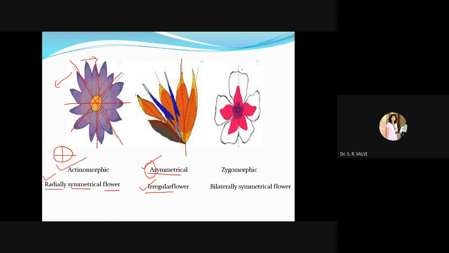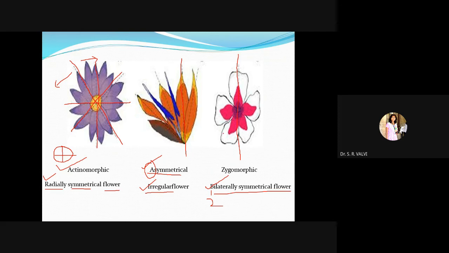Zygomorphic, where another term is bilaterally symmetrical flower. Here, bi means two. Laterally means the parts which are placed side by side, right? So when you are cutting this flower in only a single plane, by which we are getting the equal parts, okay, only a single plane is giving you the equal parts.